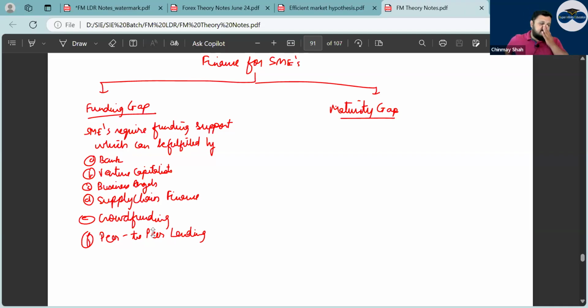Crowdfunding is where you say, I have this business, correct, and I urge everyone to invest in my business. I will give you XYZ amount of return, and via the internet and other sources, you start getting money.